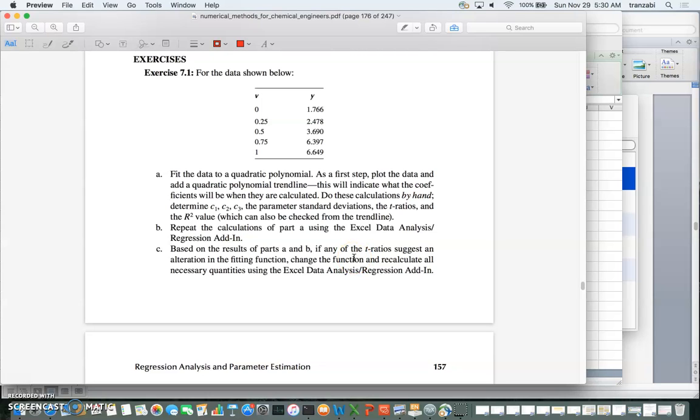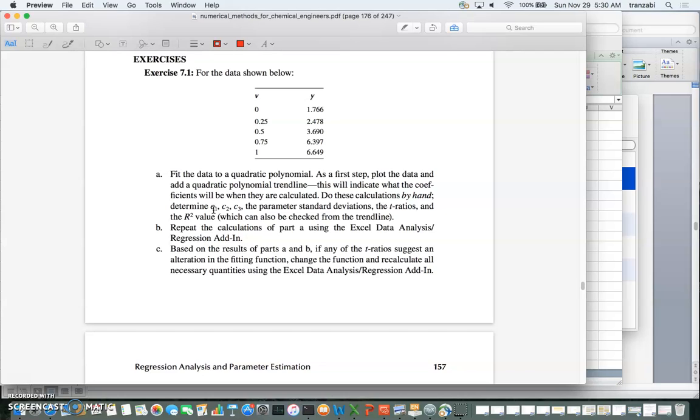In this video, we'll be looking at exercise 7.1 from chapter 7. We have a data set with V basically interpreted as X, and we have Y. And we want to fit a quadratic polynomial. In part A, we have to find the coefficients for the quadratic polynomial.